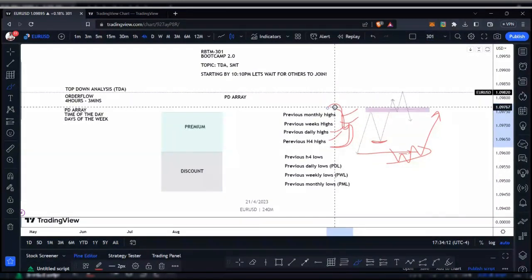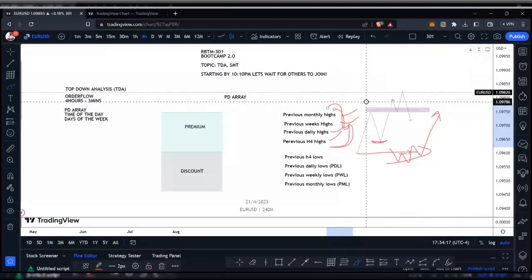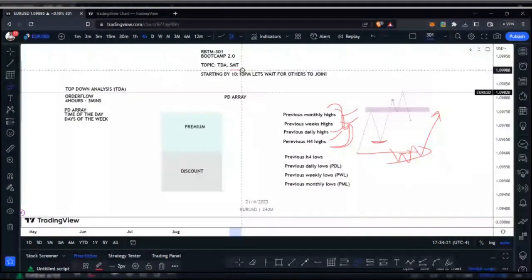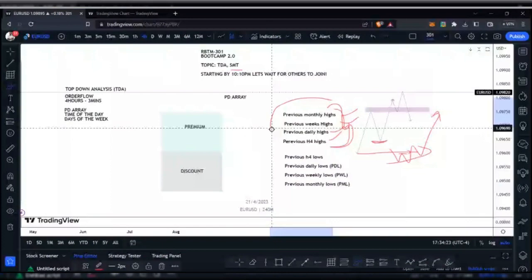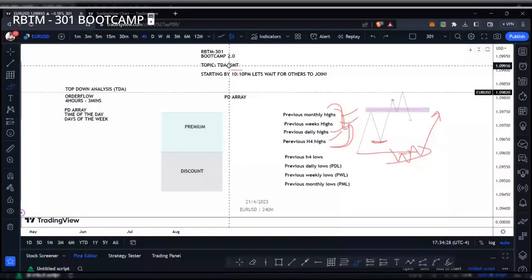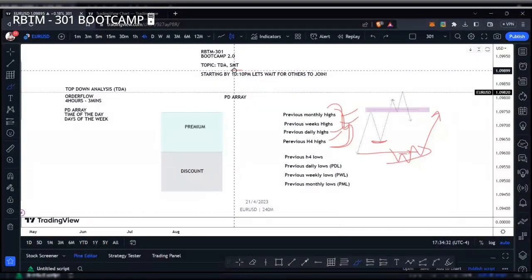Do you understand? Now, I want you to keep this in mind. Remember, we are doing two things together. We are still going to the SMT. So I need you to really put this in mind, so that when we get into the SMT, you'll be able to merge it together.